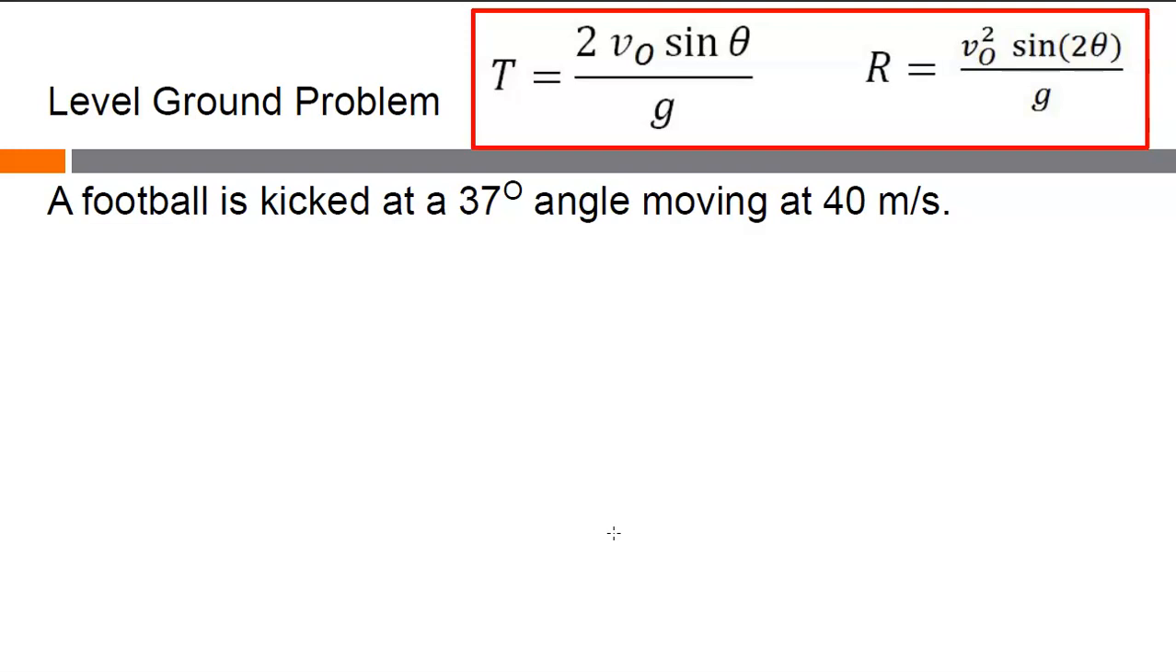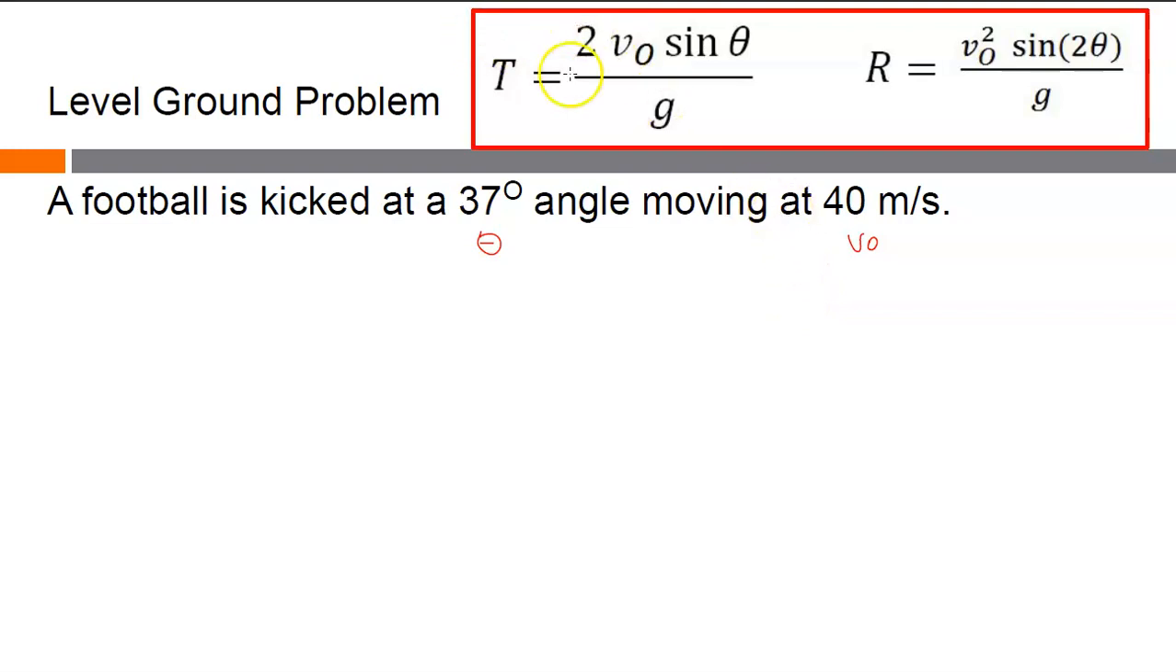Here, for example, we've got a football. It's sitting on the ground. We're going to kick it. It goes up at a 37-degree angle, and we kicked it at 40 meters per second. I don't know if that's a realistic number for kicking a football or not. It sounds kind of high, actually. But this is theta. This is V naught. That is all that I need. Okay?